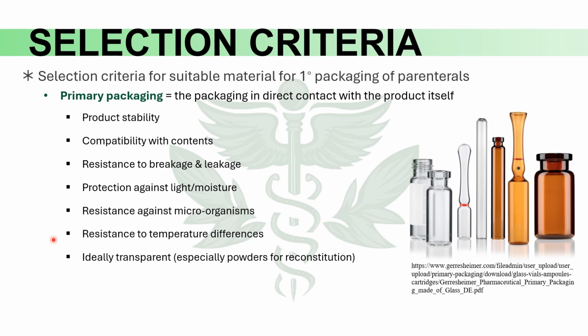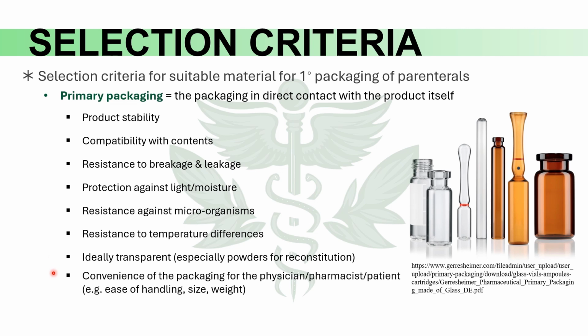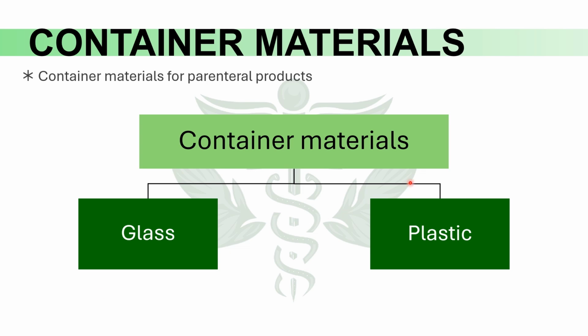It should ideally be transparent, especially if we're making powders for reconstitution, and it should be easy to be used by physicians, pharmacists, and patients. And of course, it goes without saying that all of these criteria would be useless if it was not FDA approved. So, let's say we've decided on our container. For example, we're going to package the parenteral product in a vial. What type of material can the vial be made up of?